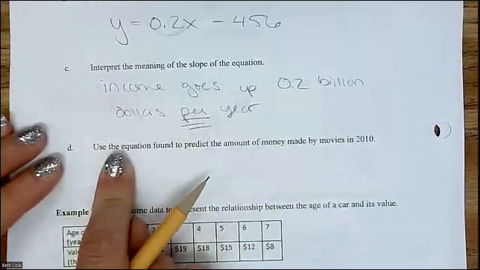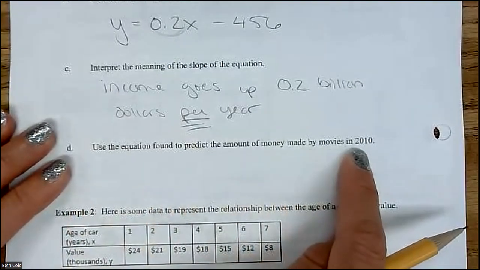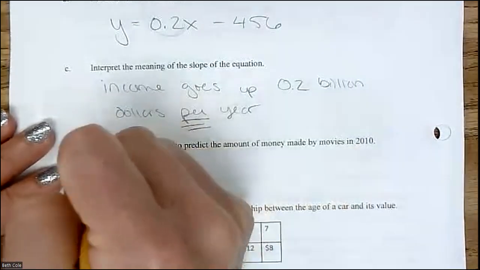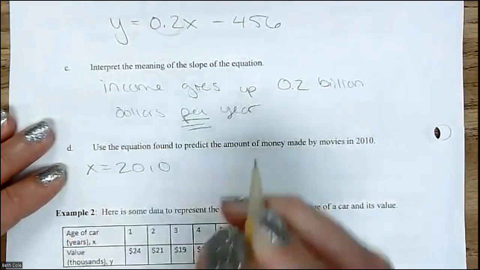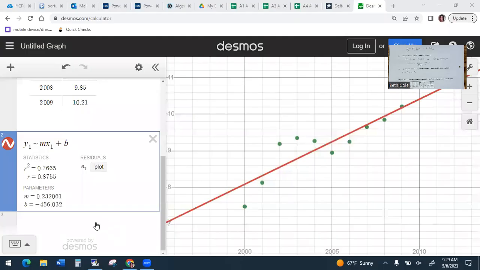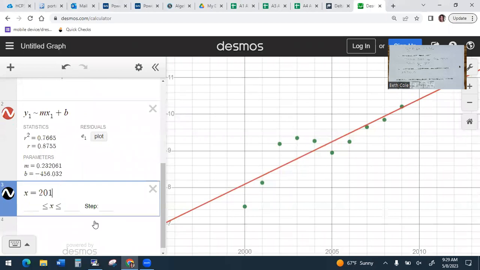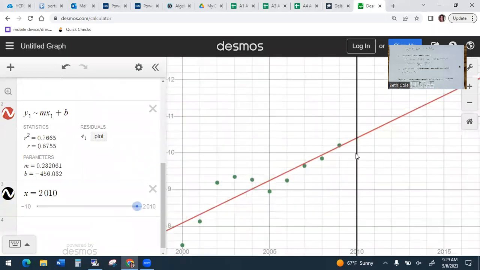Now look at part D. This comes from the calculator as well. Predict how much money is made by the movies in 2010. So we're going to put X equals 2010, and you're going to just watch me do this. Share screen. I'm going to come down here and type X equals 2010. Do you see how I did that? And it put this line over here. The intersection is the answer.